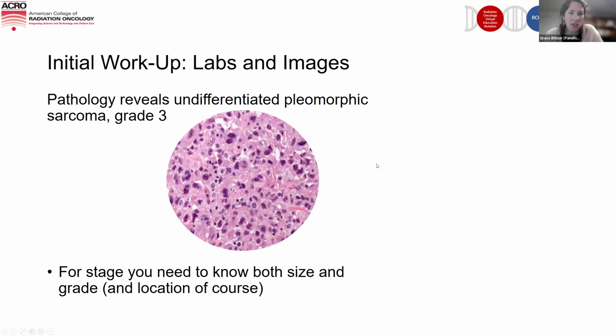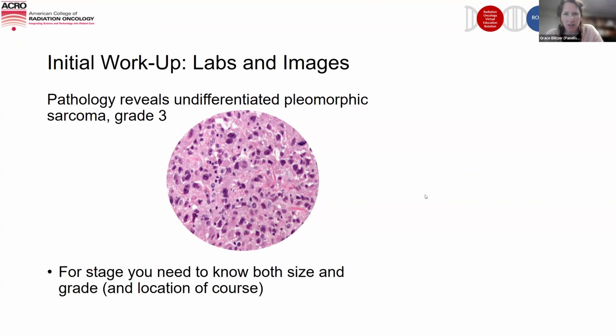So pathology here shows that it is undifferentiated pleomorphic sarcoma, grade 3. And then thinking about staging, you need to know, grading is very important for sarcomas because size matters, but then grade plays a big factor here in our staging and in our thinking for this.